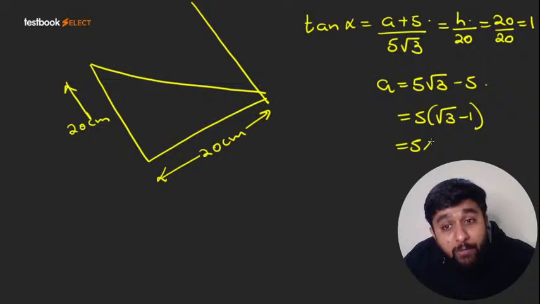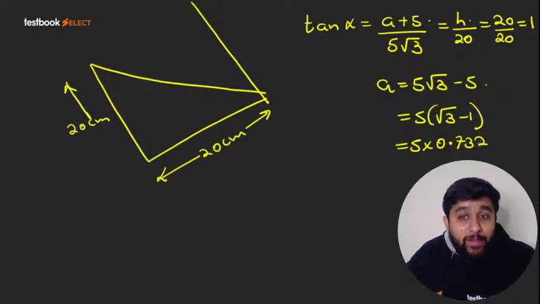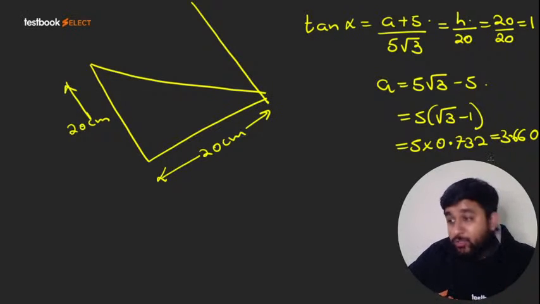So this will become 5 into 0.732 something. So this value is equal to 3.66 meter per second square.